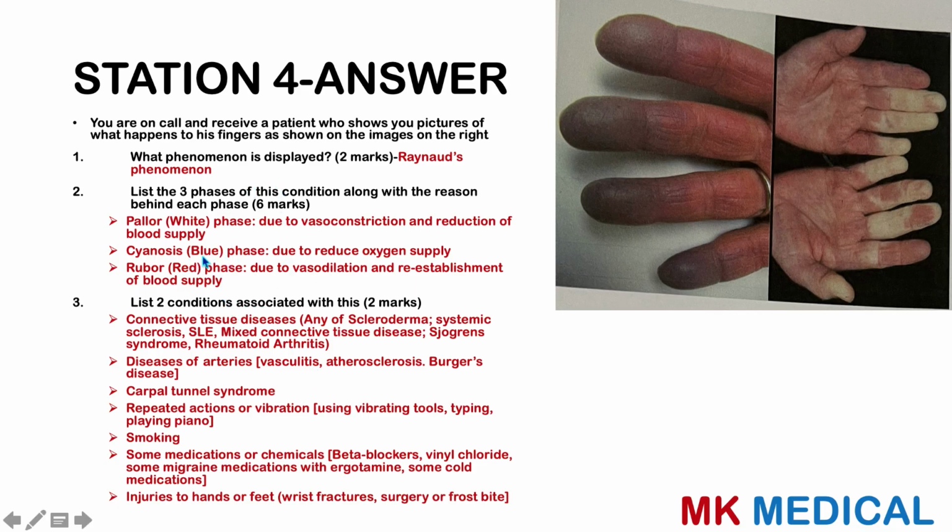So they're going to eventually turn blue. So that's the cyanotic phase. And eventually, once the vasodilatation actually takes place, in re-establishment of the blood supply is there, they're going to become red. That's the stage of rubor or the red phase. So those are the 3 phases: white, blue, and red.